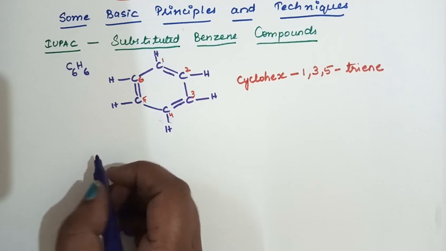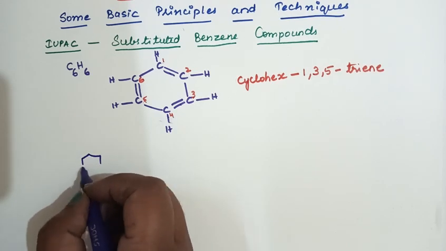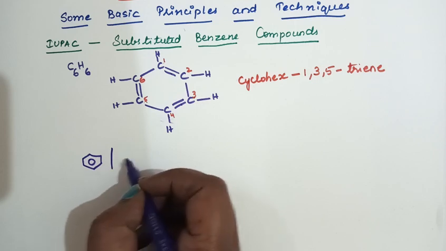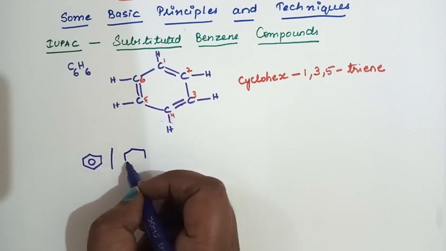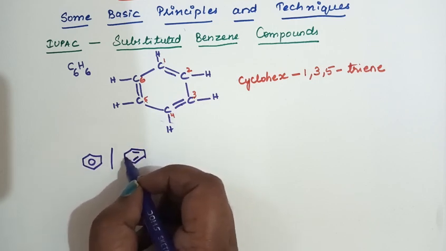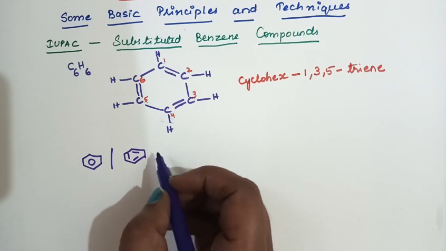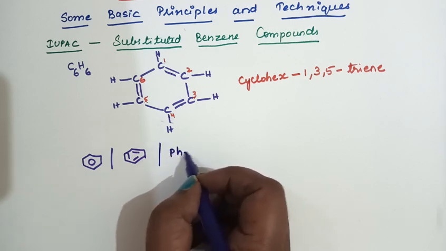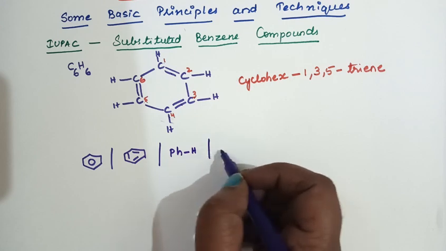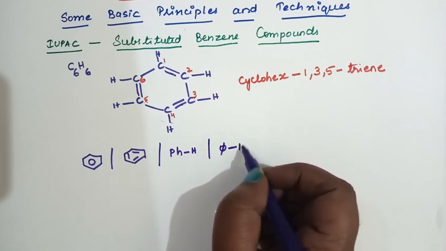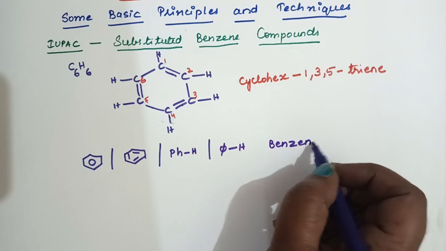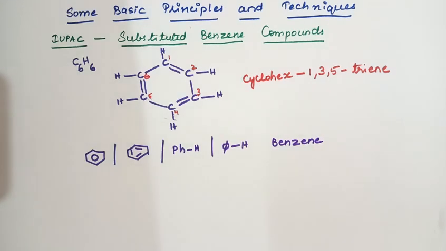So that is, it can be written like this. In the simplest way, you know that. It can also be written like this. These are the various types of representation of benzene. It can be written like this, and then like this. So this is benzene. Benzene can be represented in different forms.